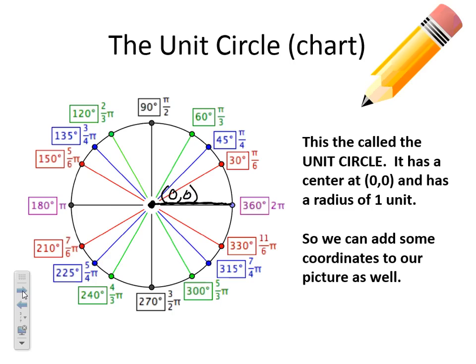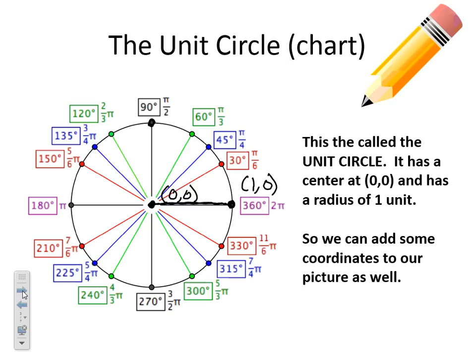So we're going to go around and we're going to create some coordinate points on our picture as well. We're going to have 0, 0 and 4 other ones. The first one's going to be here at 360 or 0. And that point, if we go right 1 and we don't move up or down, is going to be 1, 0.